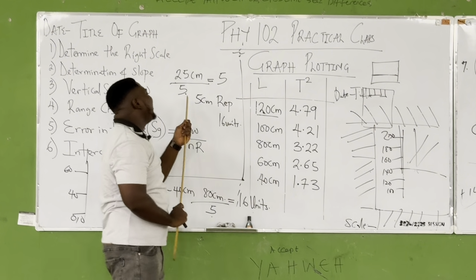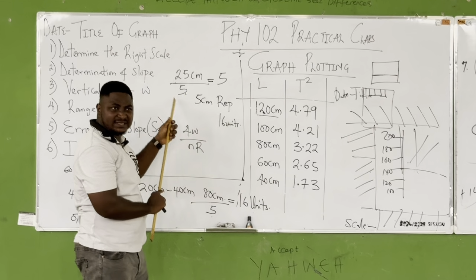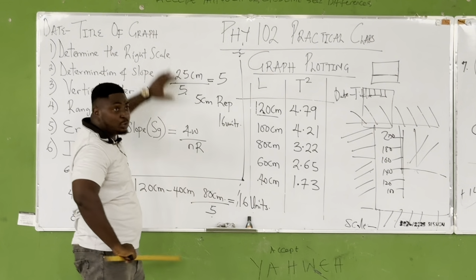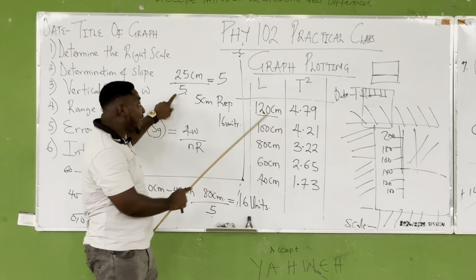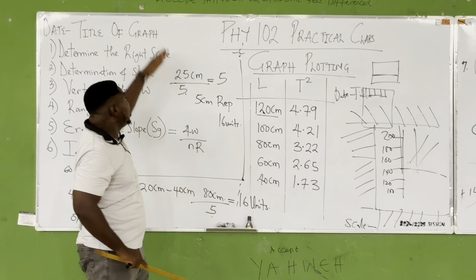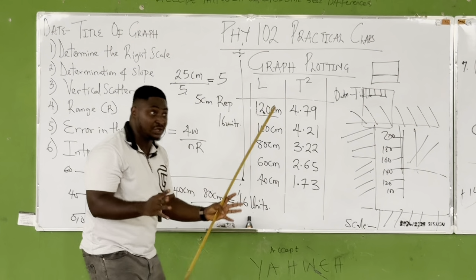You're now going to say for every 5 centimeters, because you have 5 points. This 25 centimeters you measure, 25 centimeters, right? Divided by, why are we dividing by 5? Because we have 5 points. So this whole space, we want to divide into 5 different positions.